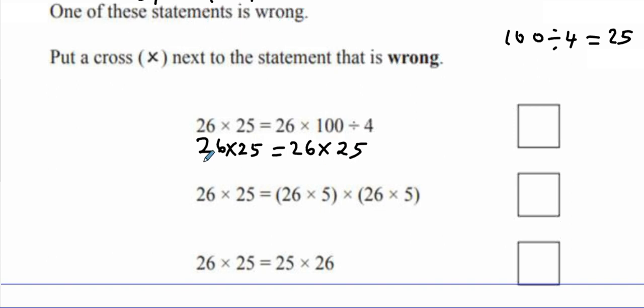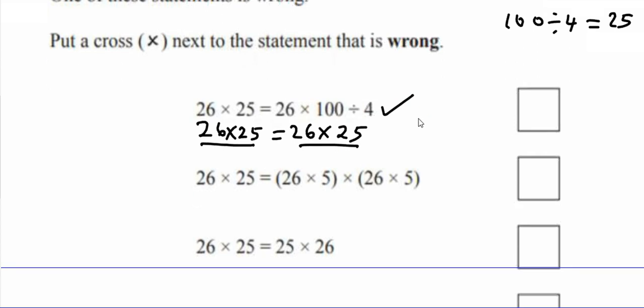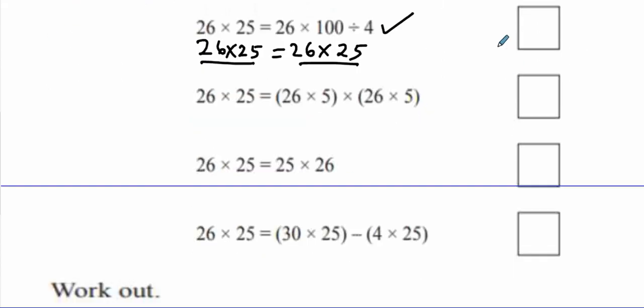So can you see this? 26 times 25, 26 times 25. So this statement is correct. Because they said put a cross next to the statement that is wrong, we say that this statement over here is correct. Let us go to the next one.